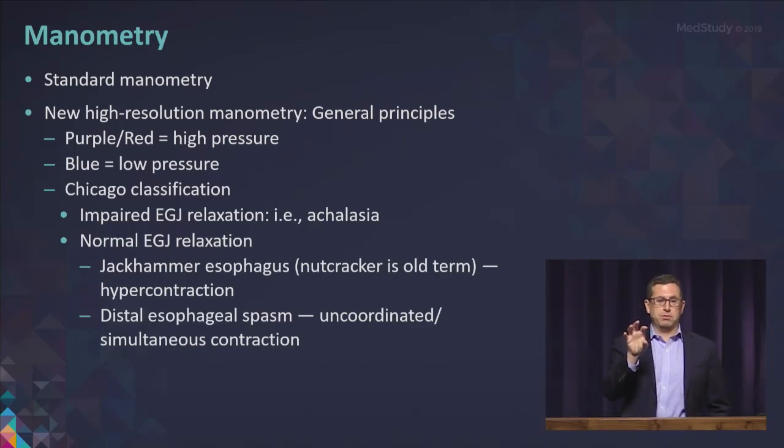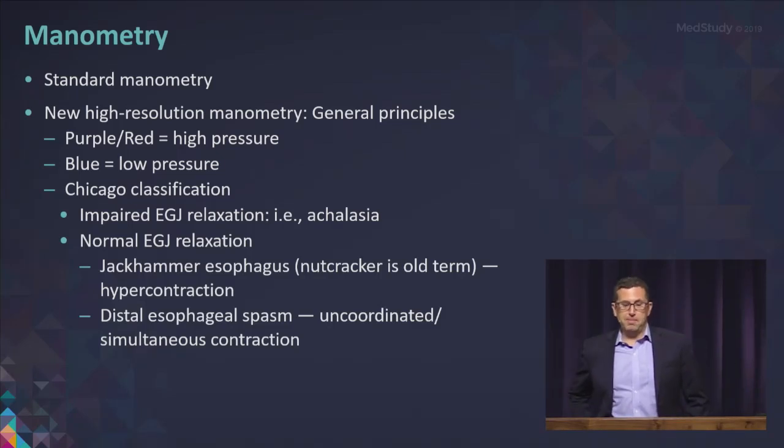Blue is areas of low pressure, and again, I have a photo on the next slide. And then there's something called the Chicago classification, which helps classify the different motility disorders. And really, it starts with the esophageal gastric junction. If there's impaired, e.g. esophageal gastric junction relaxation, that's consistent with achalasia. And if there's normal relaxation, then that's consistent with a number of other motility disorders.